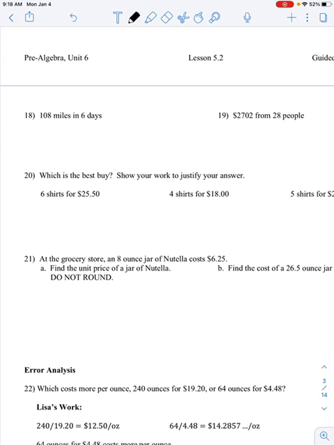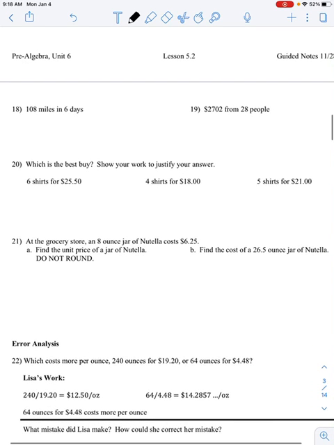All right, if you look at number 20, this is if you want to know how much is the best buy. This is good for when you're going to the grocery store and maybe you're comparing different brands of mac and cheese or different brands of green beans. Which one's the cheapest for 1? So go ahead and divide those.